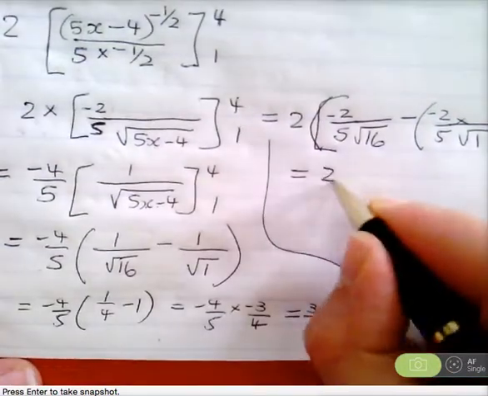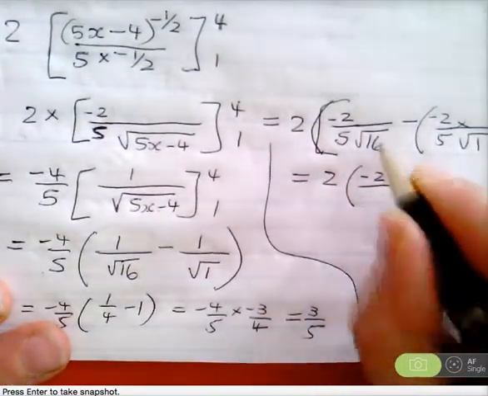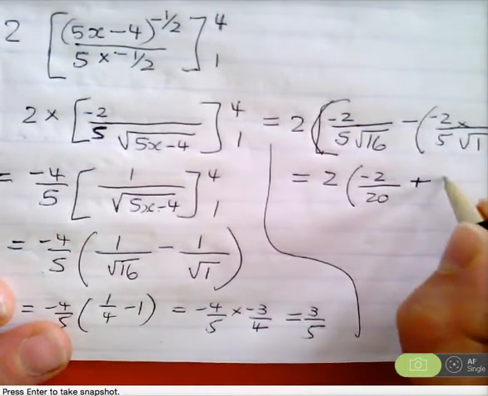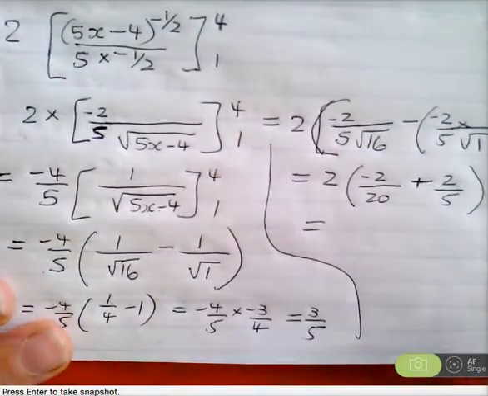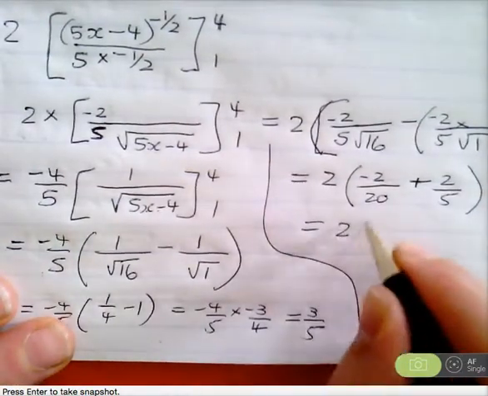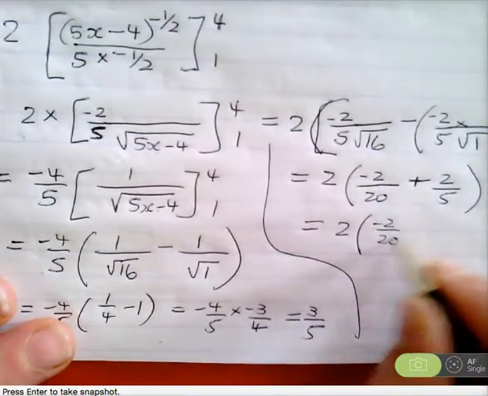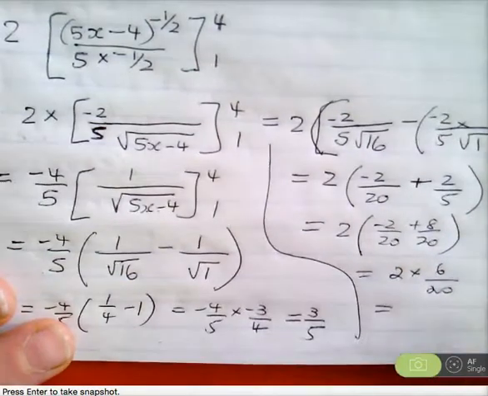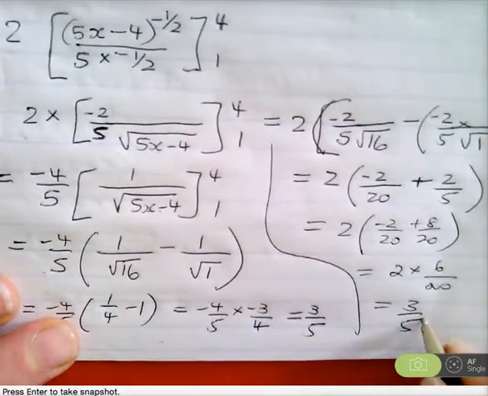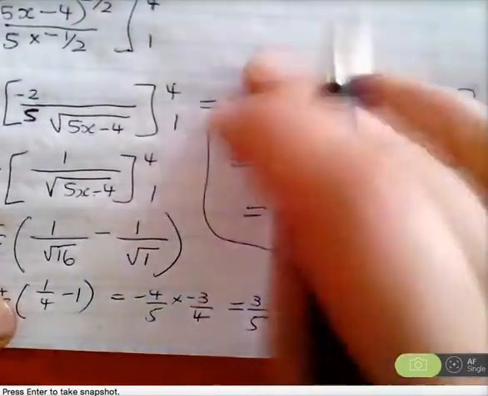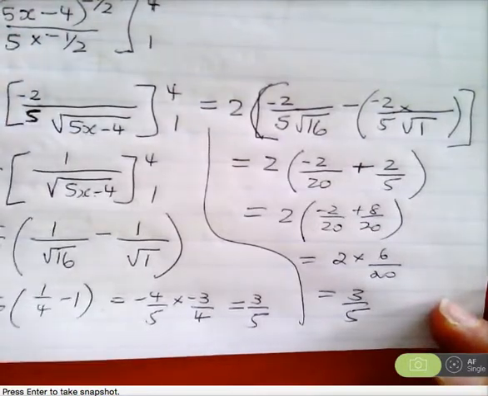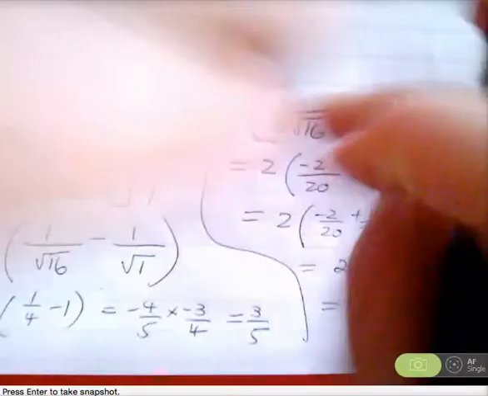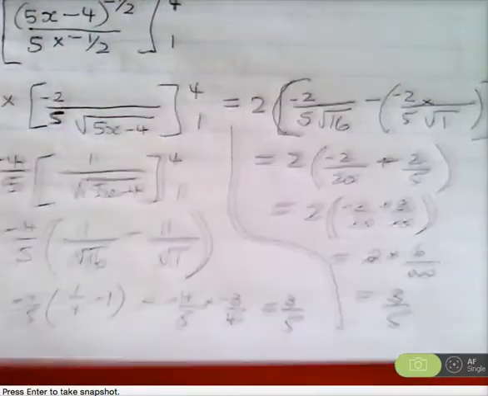It became very straightforward in here. If you don't pull it out, this is what you've got. 2 times -2 on 5 times 4 is 20, minus negative, which means plus 2/5. This is a lot worse to have to deal with. That's 2 times -2/20 plus 8/20, making a common denominator. It's 2 times 6 on 20, which is 6 on 10, which is 3/5. Now, I would not go that way. It's much easier to pull this -2/5 out, because the -2/5 is there, the -2/5 is there. Why don't we just pull it out as a common factor here at the front?